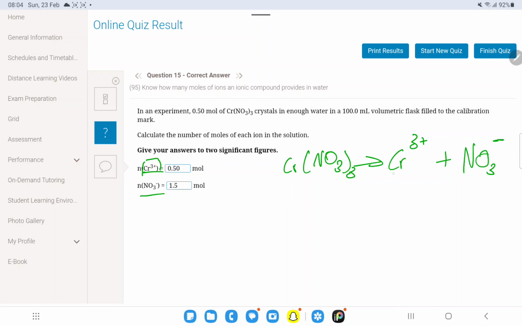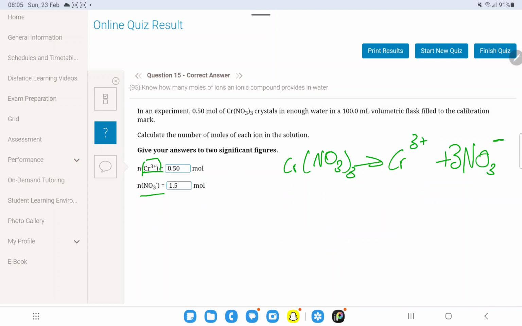Now we check if it's balanced. We have one ion of Cr on the reactant side and 1 on the product side, so it's balanced. NO3 is 3 on the reactant side, and on the product side it's only 1, so you have to put a coefficient 3. We go back, check if Cr is balanced, still 1 and 1, we didn't do anything to change them, so now it's balanced.